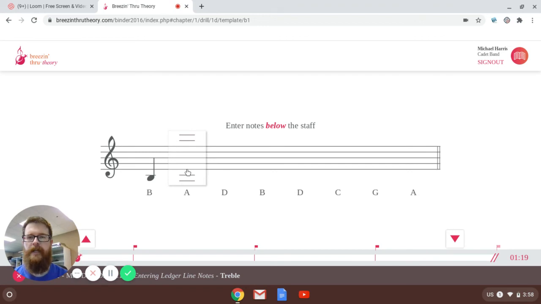If the lowest line is E, the space below it is D. The line below that would be C. The space we already know will be a B. So to get to an A, we would have to go down to the bottom line.